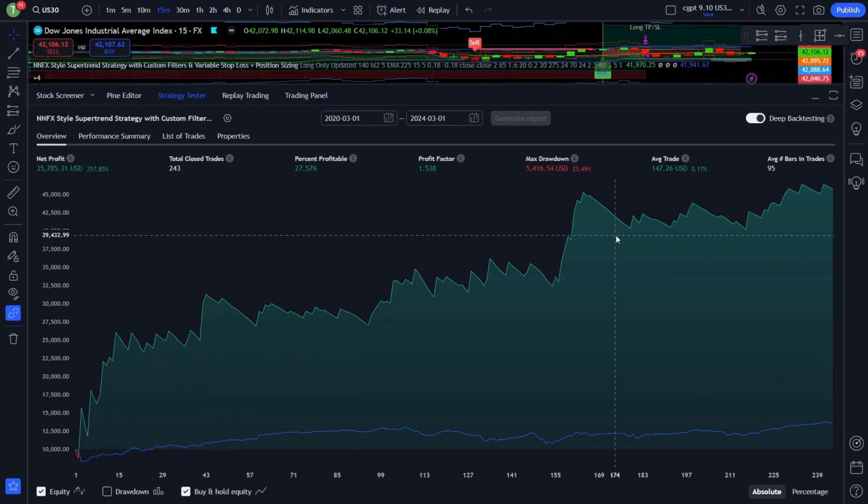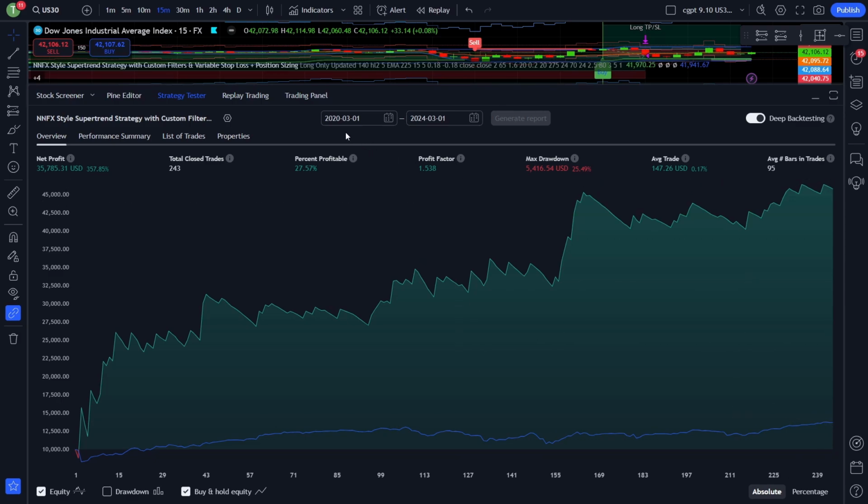Taking a look at the equity curve, we can see a steadily uptrending, beautiful equity curve. If there's one thing I don't like, it is this part here. It rapidly generated a lot of profits, and then it was trending sideways for a few months. But if you compare it to the buy and hold equity curve, which is at the bottom here, this script easily outperforms the US30 buy and hold.